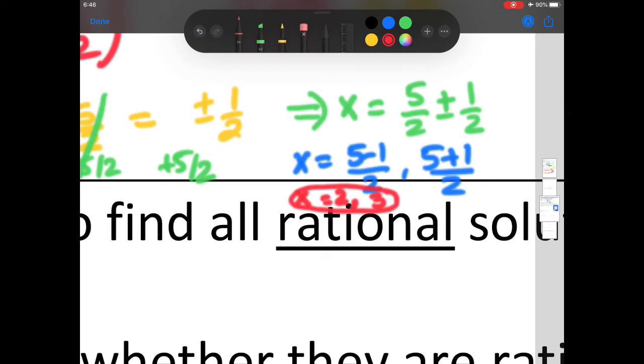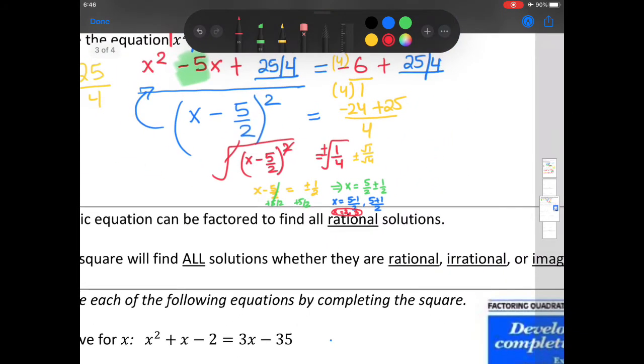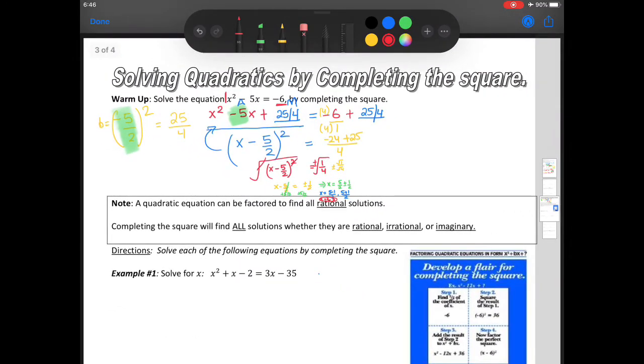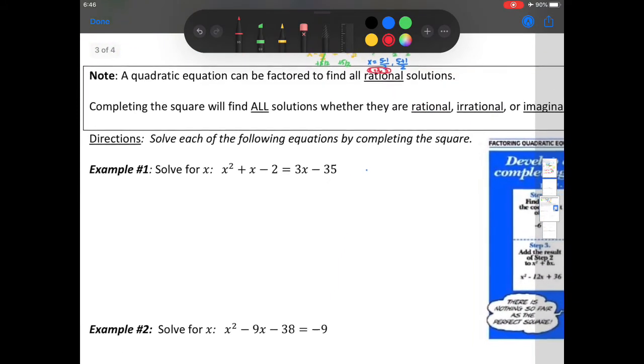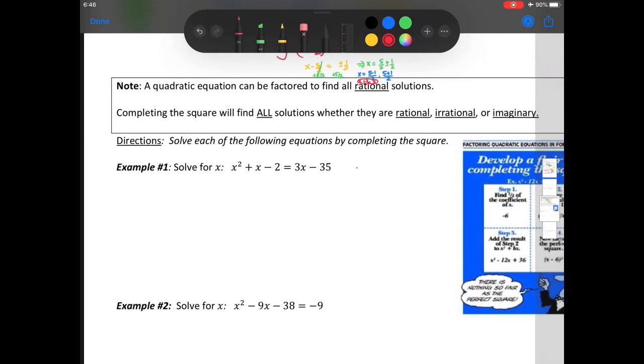If you go back to your lesson 1A, we did the same question by factoring. We did it by quadratic formula, and now we did the same question by completing the square. And no matter which method you picked, you ended up with the same solution. So it doesn't really matter, whatever you're comfortable with, unless the question was being very specific that you need to do it a certain way.